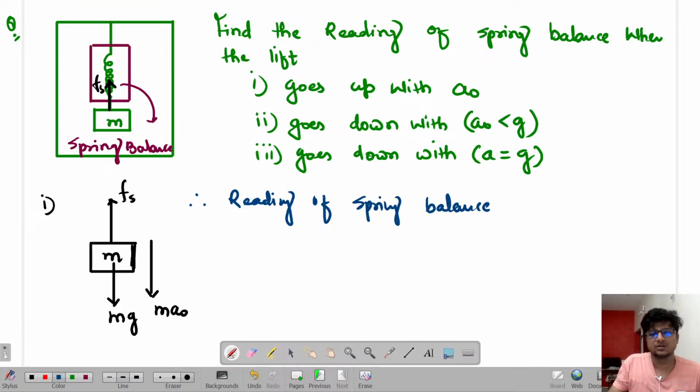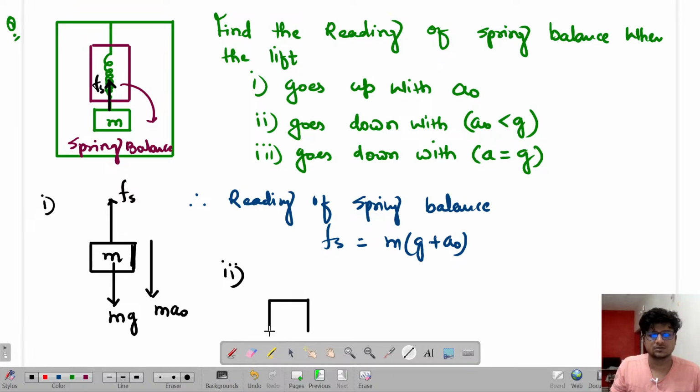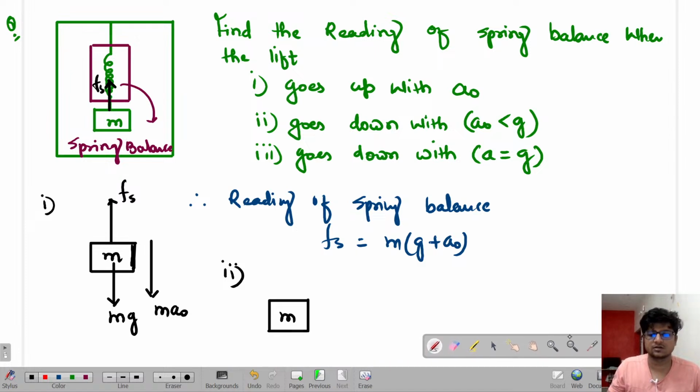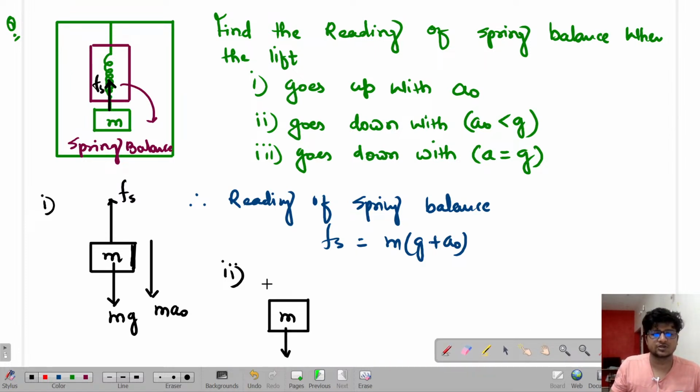So therefore, in the first scenario, the reading of the spring balance at equilibrium, Fs, is going to be mg plus m a naught. If I consider the second scenario, how much is that? m into g minus a naught. So look over here. This is mg. This is the spring force.